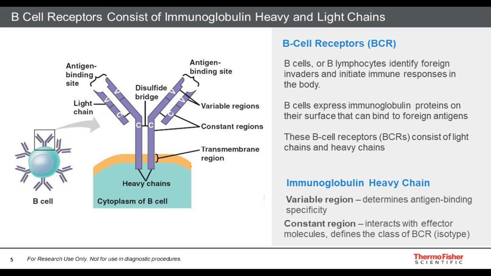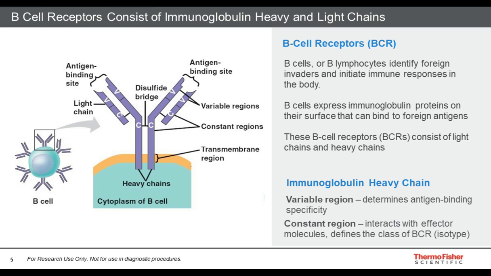slide. B cells are typified by the B cell receptor. This is an incredibly diverse structure that is on the surface of B cells and can recognize antigen. B cells play an important role in neutralizing foreign invaders. The B cell receptor consists of a heavy chain and a light chain. The heavy chain, which will be the focus of this presentation, consists of a variable domain which is responsible for antigen recognition, but also a constant region which determines the effector function of the B cell receptor.